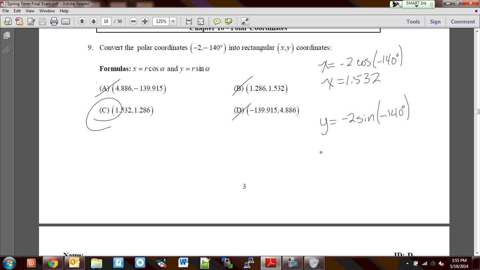So the answer is going to be C, but let's just figure out why, just for kicks and giggles. It is 1.286. So that just confirms it. All right, all we did was use these formulas here that were given to you. Remember, this is r and this is alpha. So x is simply r cosine alpha and y is simply r sine alpha. So negative 2 cosine negative 140 gives you x, and negative 2 sine of negative 140 gives you y.